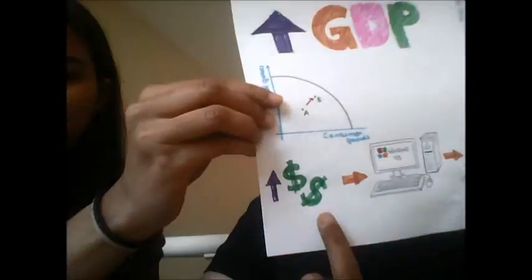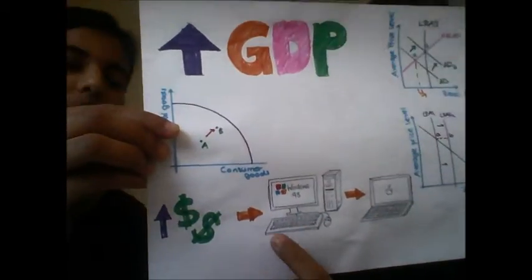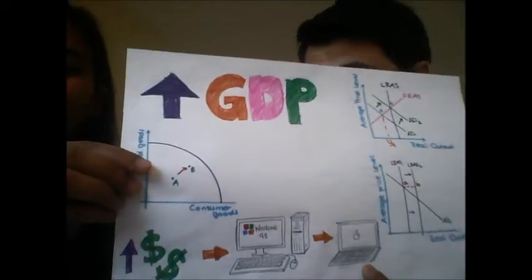Another positive consequence of economic growth is that there's more income in society. So if there's more income, the level of technology improves. So as you can see, as income rises, technology improves from a Windows 98 to an Apple laptop.